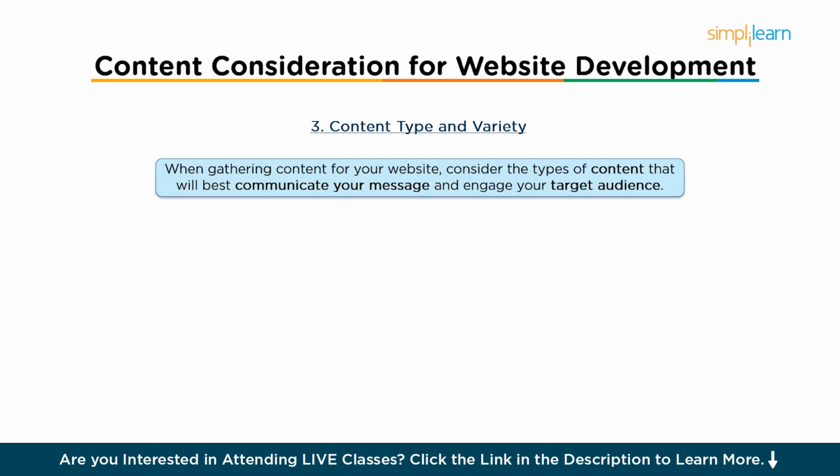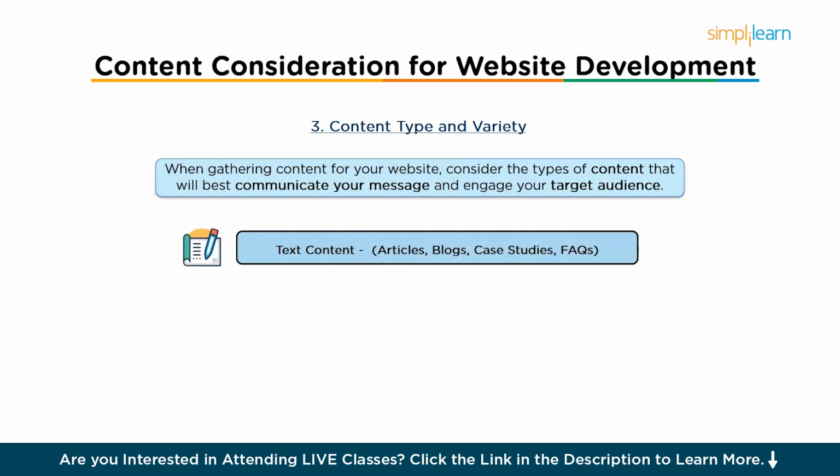So there are several types of content. The first one is text content, which includes articles, blogs, case studies, and facts. Articles and blogs are the backbone of most websites. They allow you to present information, share expertise, and engage with your audience. Blogs can be used for various purposes such as SEO, content marketing, and thought leadership.